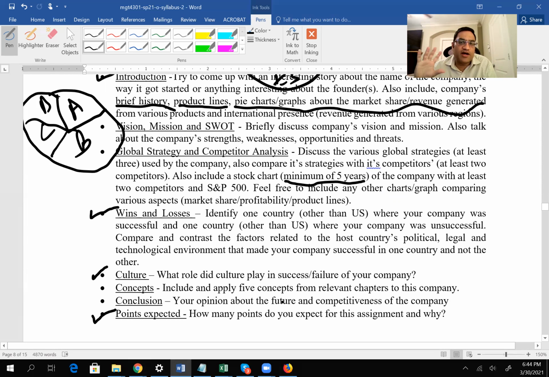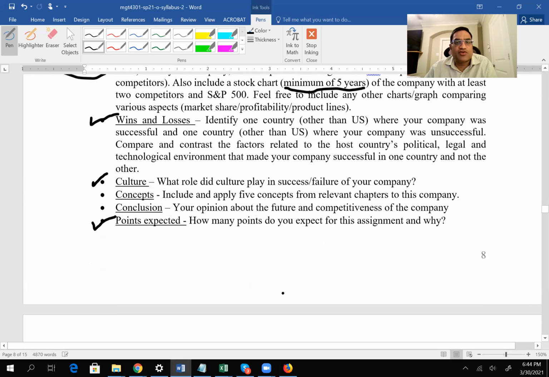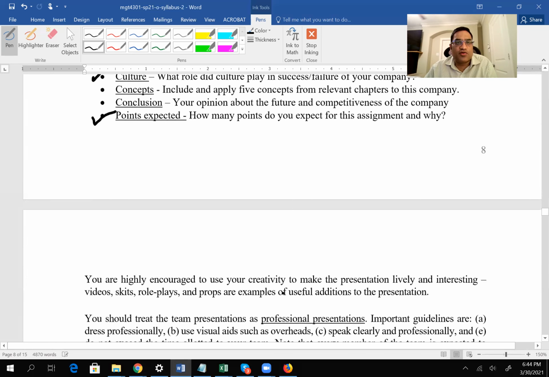Concepts, try to include 5 concepts. Don't include the ones that you already discussed in the discussion. Try to pick some other ones. Conclusion, what do you think is the future of your company? All right, and finally, how many points you expect? Try to use charts, graphs, figures to support your analysis.